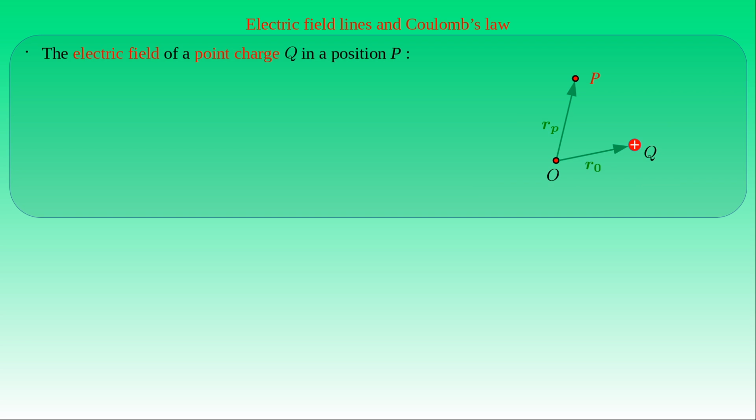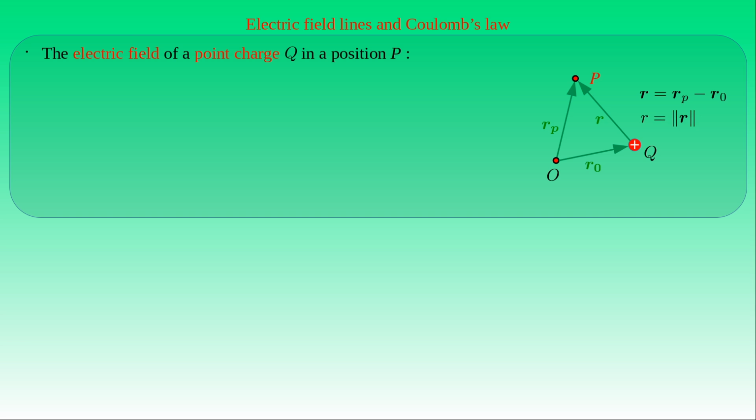For a given reference point O, the position vector of the point charge is denoted by r0 and the position vector P determines the point P. The vector r is the difference of the position vectors, and its length is equal to the distance between the point charge and the point P.